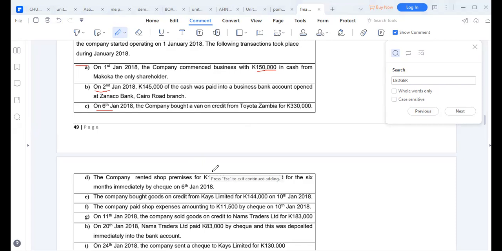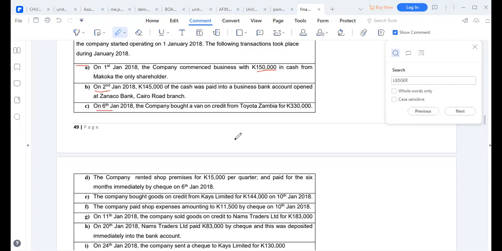Van and Toyota Zambia. Pardon? Van and Toyota Zambia, correct. Why haven't we mentioned things like bank or cash there? Why not van and cash? Van and bank. Because we're buying on credit to start with. Very good. We are buying on credit from Toyota Zambia.